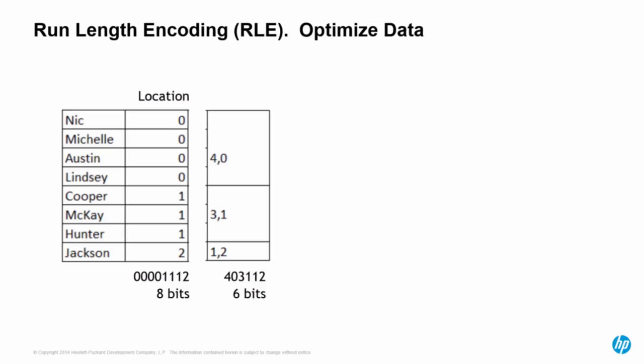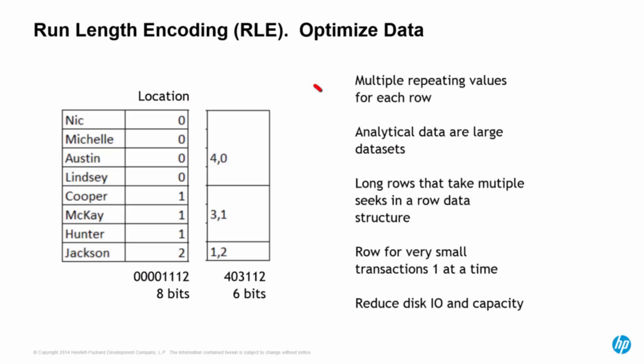Years ago, with 2 bits, I could buy a cup of coffee. But that's not what we're talking about. We're talking about hundreds of thousands of records. So multiple repeating values for each row, as represented here in the locations, right? 0 0 0 0, 4 of them, 1 1 1, 3 of them, and 1 2. So where does RLE really come into action? It comes into action when we have lots of repeating values in each row.